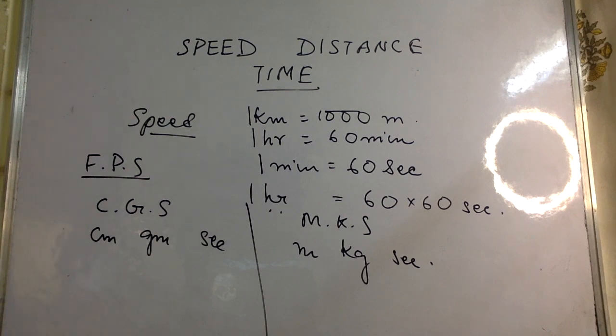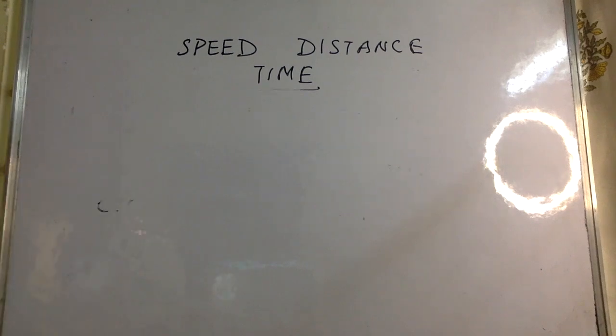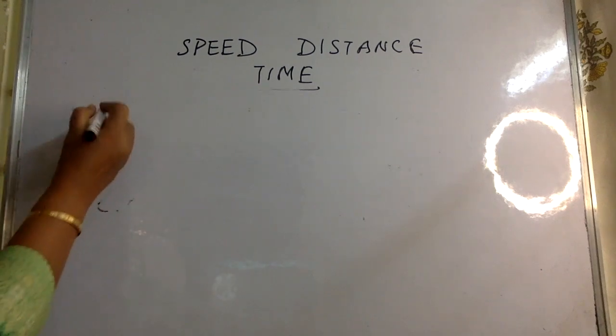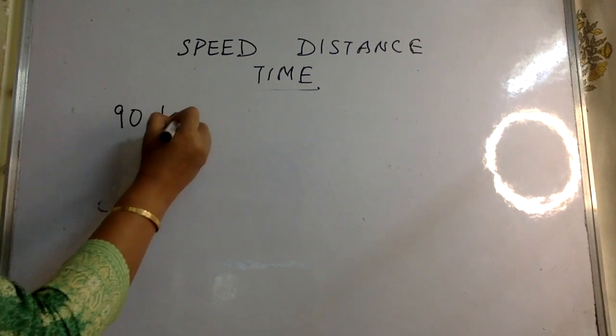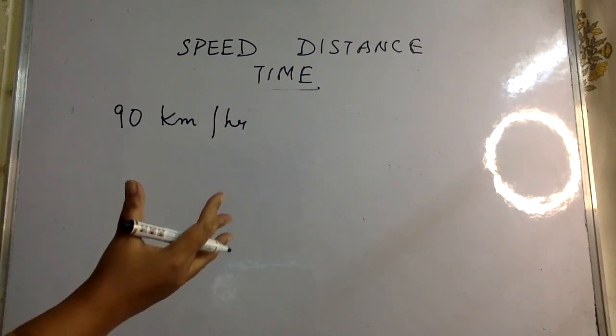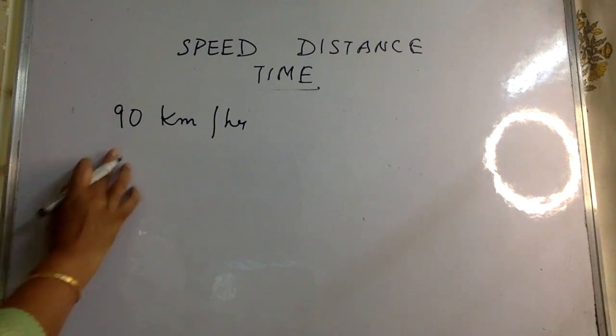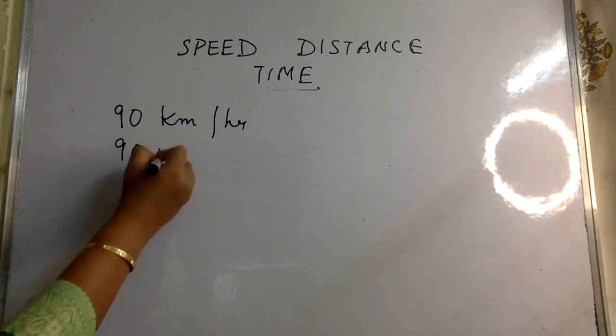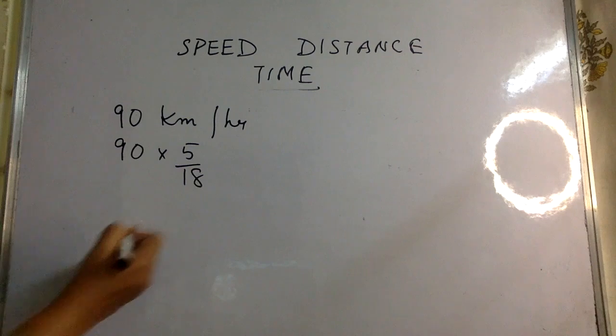Now even before I start with the chapter, I shall be teaching you how to convert kilometers per hour to meters per second and vice versa. Let's take one sum, let's take 90 kilometers per hour. Now we are going to get this to meters per second. If we want to convert 90 kilometers per hour to meters per second, we have to multiply with 5 by 18.